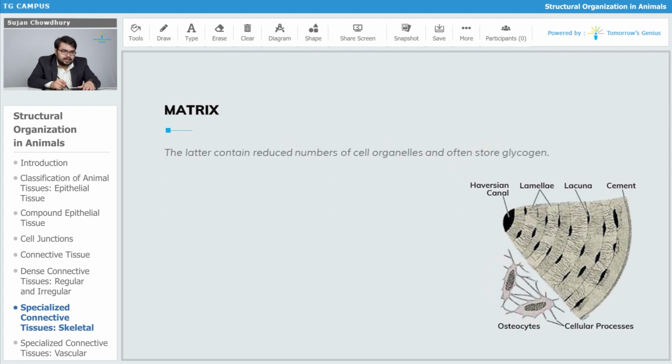The latter contain a reduced number of cell organelles and often store glycogen. So glycogen is nothing but a polymer of glucose, the stored form of glucose that is formed by the process of glycogenesis, that is going to be stored in the bones.